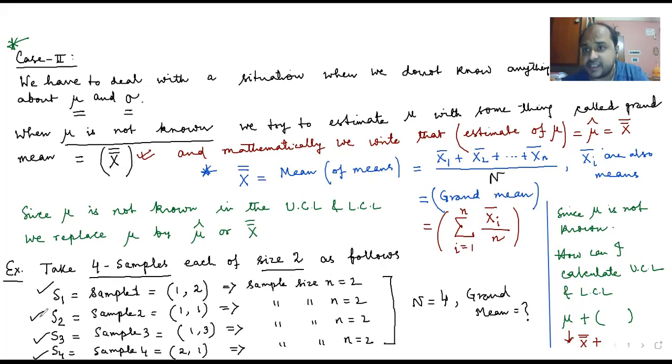How many samples in general have you considered? You have taken 4 samples in total with size 2. How many samples have you chosen? S1, S2, S3, S4. Therefore, that is denoted by capital N, the grand size of the sample. Have you understood?